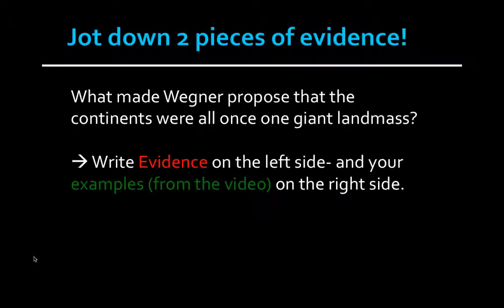You're going to watch a video about how Wegener made this proposed theory about the continents moving apart from each other. As you're watching the video, underneath your note that you just wrote, on the left-hand side, I want you to write evidence, and on the right-hand side, I want you to write down 2 pieces of evidence, 2 examples from the video that supported Wegener's theory. So what were 2 things that he discovered that made him believe that the continents were all once one giant piece of land?